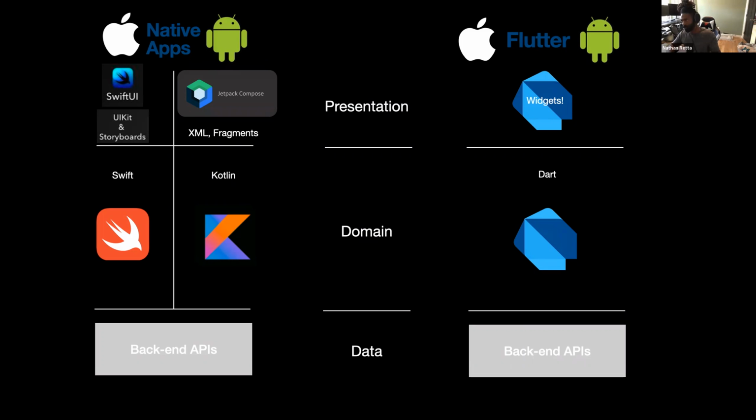So how does that differ from Flutter? In Flutter, you're writing one single code base in Dart. You actually have different IDE options. You can use Android Studio. You can also use VS Code and other text editors. In Flutter, everything is a widget in the UI. You'll notice on this slide, on iOS, you have SwiftUI, UIKit, and storyboards, many different views. On Android, you have Jetpack Compose, XML, and fragments. Well, in Flutter, it's a little bit more simple.